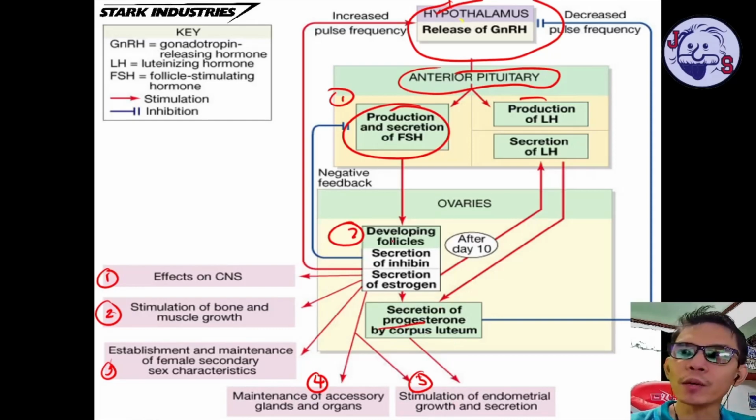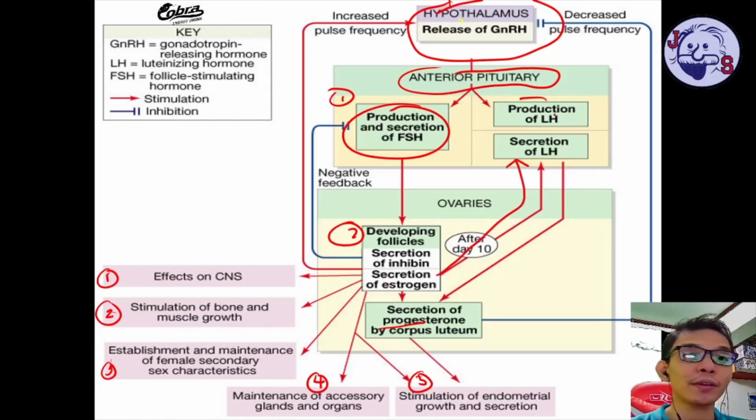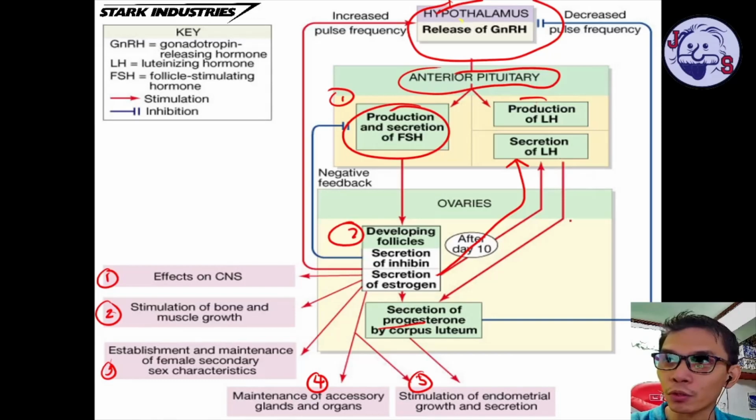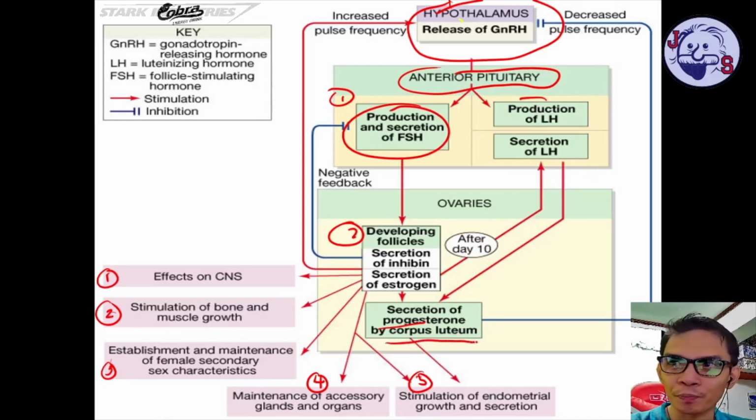Alright, now once all of this happens, once the estrogen is being secreted, it will go to the pituitary gland and tell the anterior pituitary gland to secrete the luteinizing hormone. As you can see here with this arrow, the luteinizing hormone will now target the corpus luteum, and what it does is it maintains the growth of the endometrium. I repeat, it will maintain the growth of the endometrium.